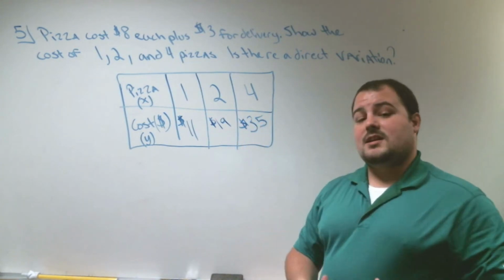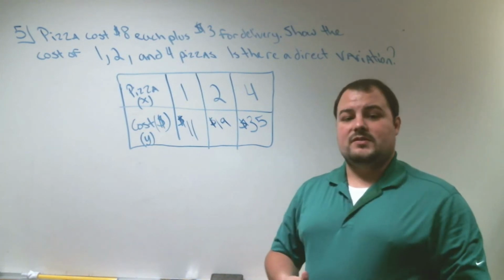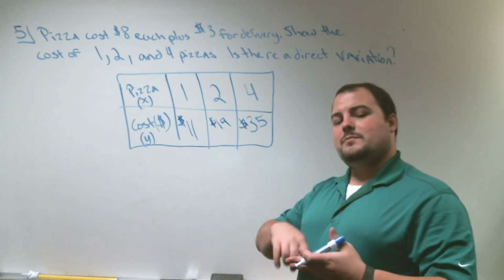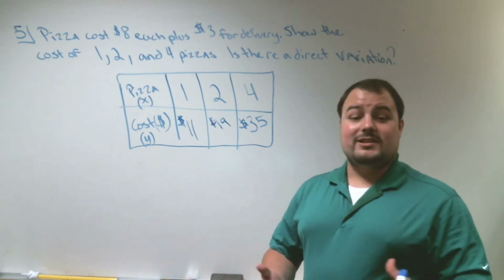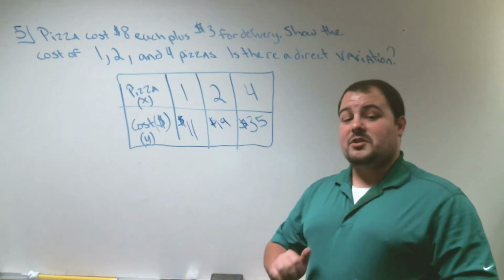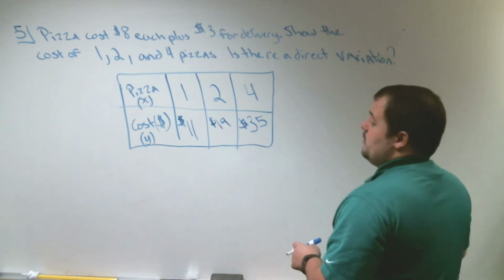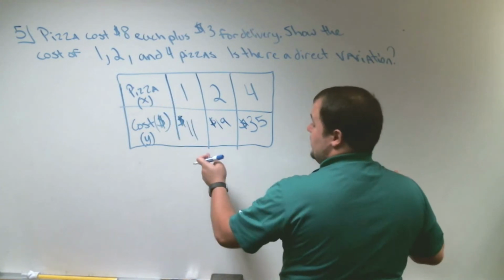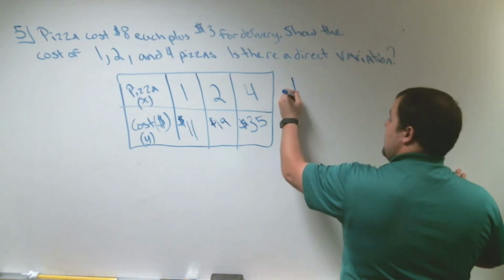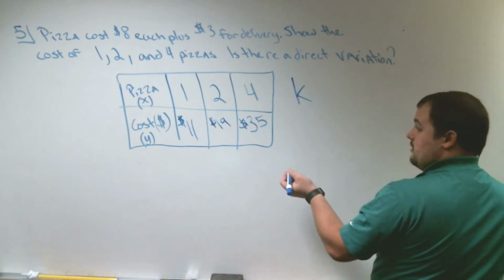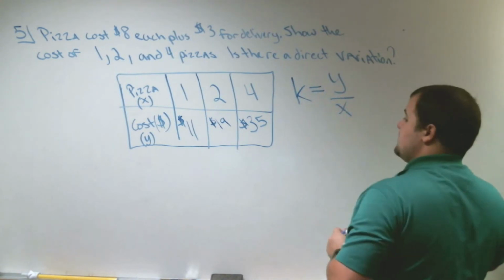So what we have to do is say, does a direct variation actually happen between these numbers? If it did happen, we know that it would make a straight line, and it goes through the origin. So if we really wanted to, we could graph this and then tell you if it's a direct variation. But I'm going to teach you another way to figure out if it's a direct variation without graphing. We know that pizza is the x value, and cost is the y value. In a direct variation, our constant of proportionality, or the letter k, is always equal to y divided by x.